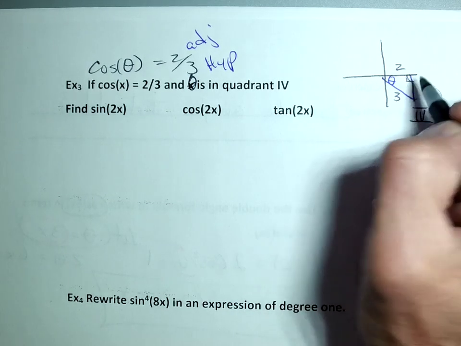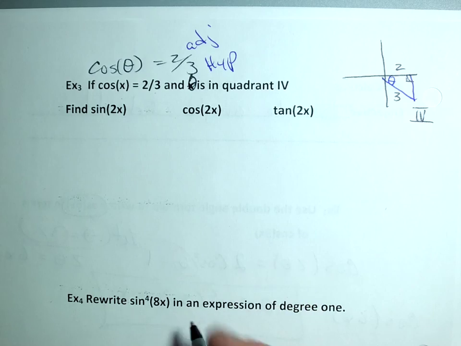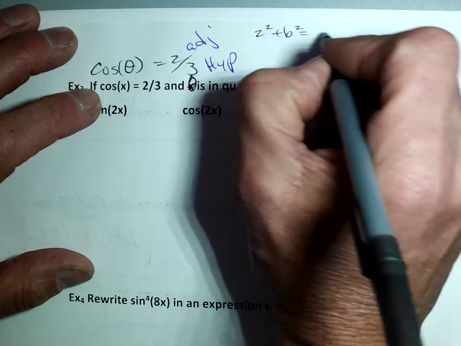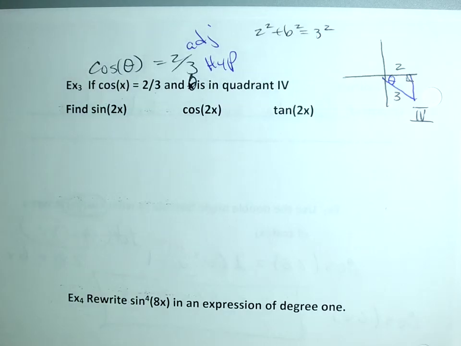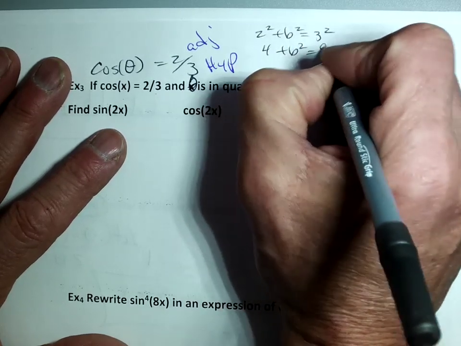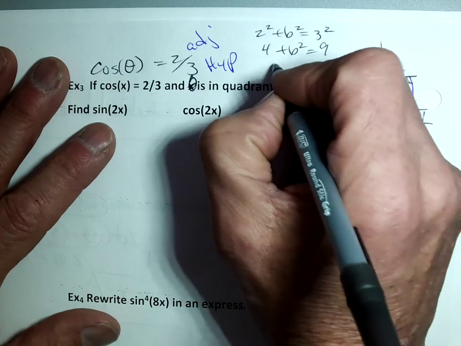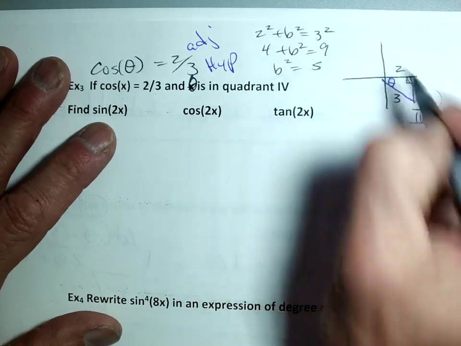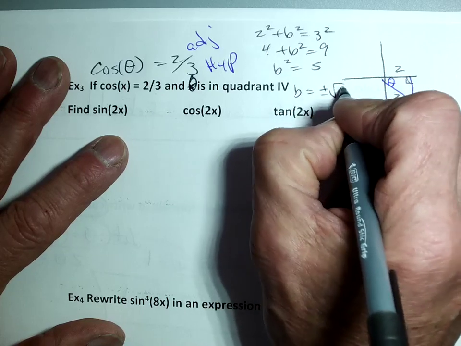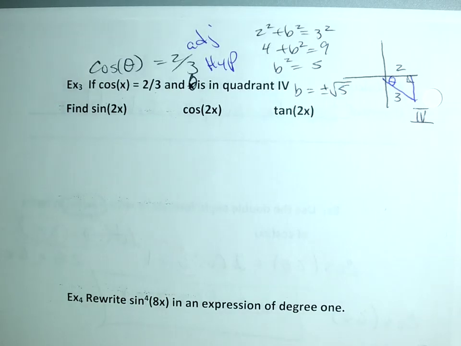Opposite side, right? So Pythagorean's theorem: 2 squared plus b squared equals 3 squared. We want to find our hypotenuse. I've got 4 plus b squared equals 9, so b squared equals 5. So b is plus or minus the square root of 5, but which one is it? Is it plus or is it minus? Minus, because you've got to go down to it. Everybody agree with that? So it's minus square root of 5, okay?